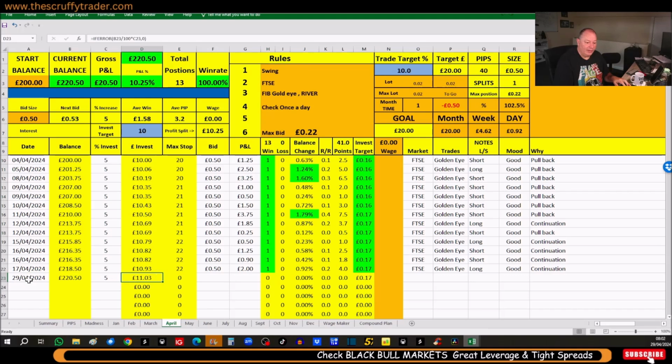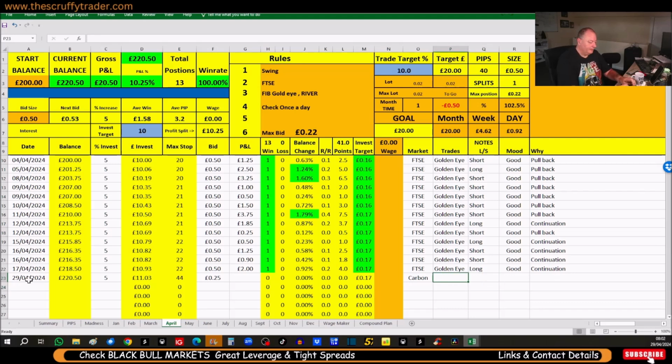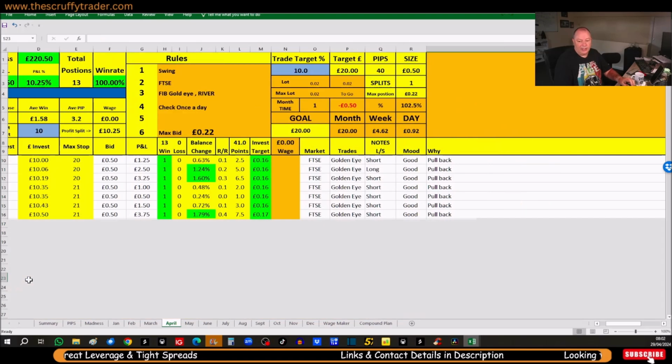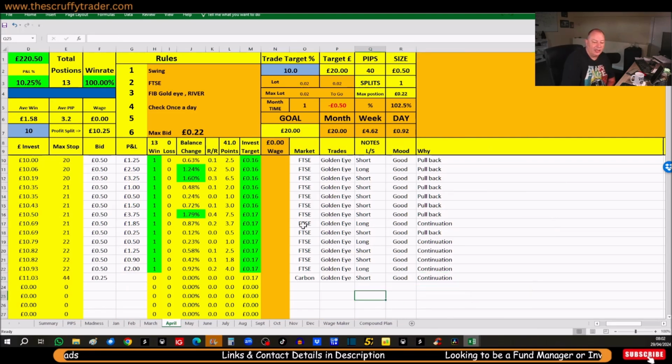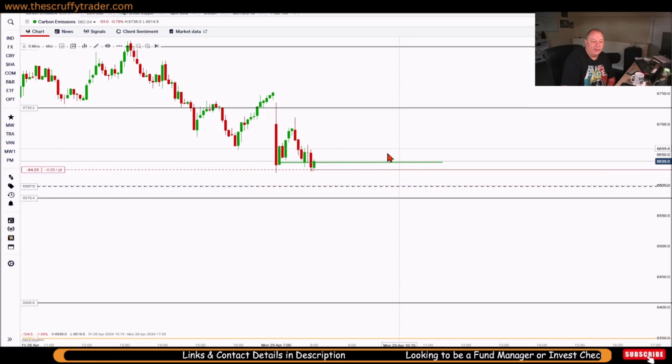220, 25%. It's only 25p. So it's going to be carbon. It is the golden eye that we are working on. It is short as per the bias tool. I'm in a good mood. And it is also a continuation. Now, if it fails, I'll change that and I'll come in and start picking that up. But let's have a look, see where we are.